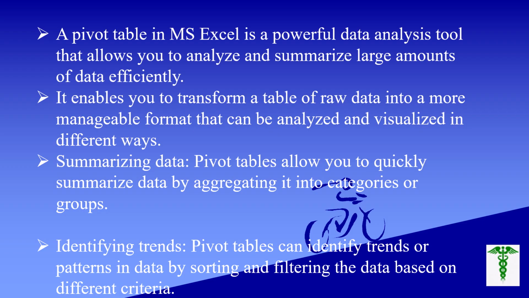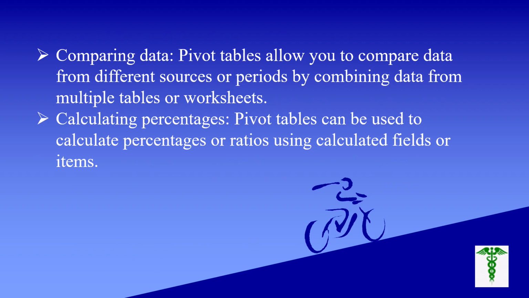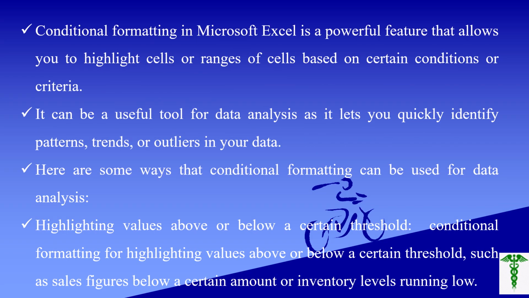A pivot table helps you quickly summarize the data by aggregating it into different categories or small groups. It also helps you identify trends or patterns in data, and sort and filter the data based on different criteria. It also helps you compare the data and calculate percentages or ratios using calculated fields or items. Conditional formatting is another powerful feature in MS Excel.